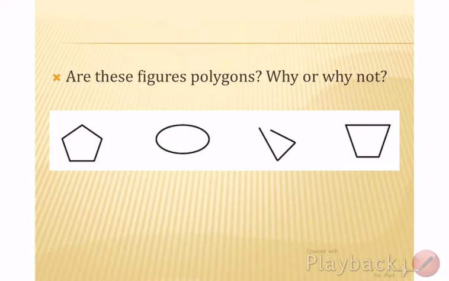Are these figures polygons? Why or why not? You can see that the first figure has sides, and each side intersects two others. The second example is not a polygon because those are not sides. That's just a curve. The next one is not a polygon because two of the sides do not intersect. And the fourth one is a polygon. It meets all the criteria.